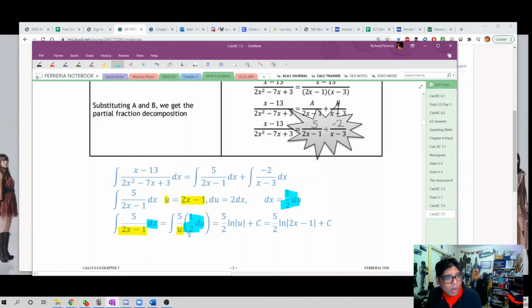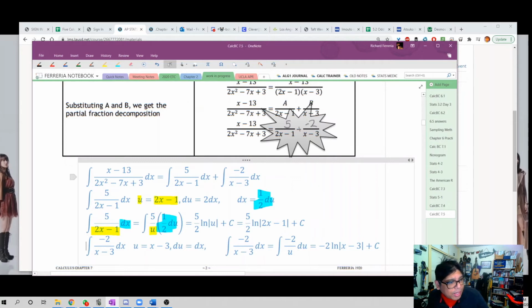The integral of 1 over u is the natural log of the absolute value of u. And then we just substitute back in and we get 5 over 2 natural log of 2x minus 1 plus that constant. Now we're going to do the second partial fraction. It's just a bit easier than this one.